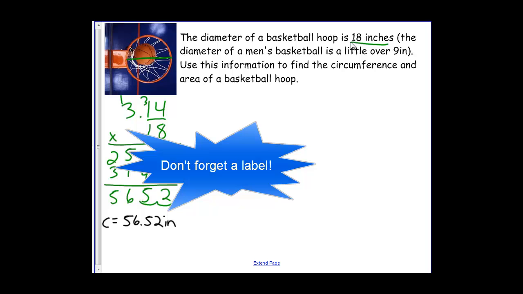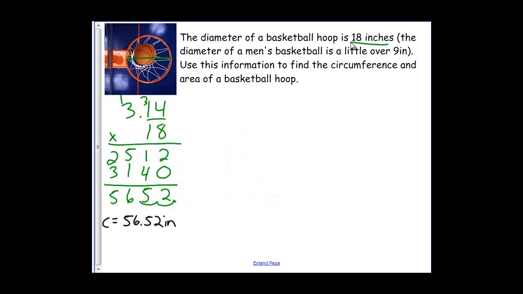Area is a little trickier. Remember, area was pi r squared, so we need the radius. If I look up at that basketball hoop again, remember, radius would be from the center to any point. That's half of the diameter. So if the diameter was 18, the radius would be half of that and would be 9 inches. The radius is 9 inches. So area equals pi times 9 squared.